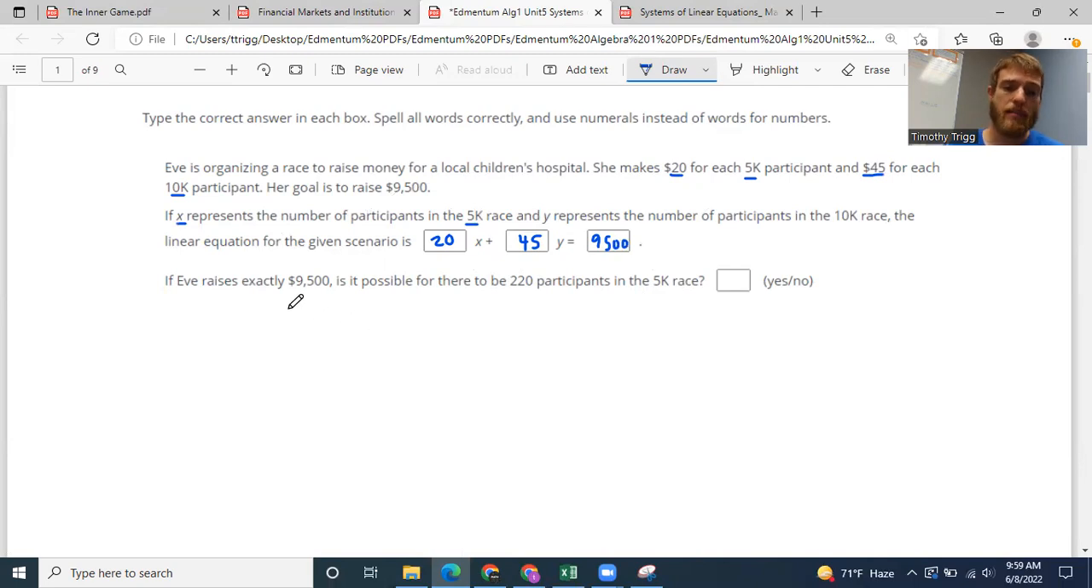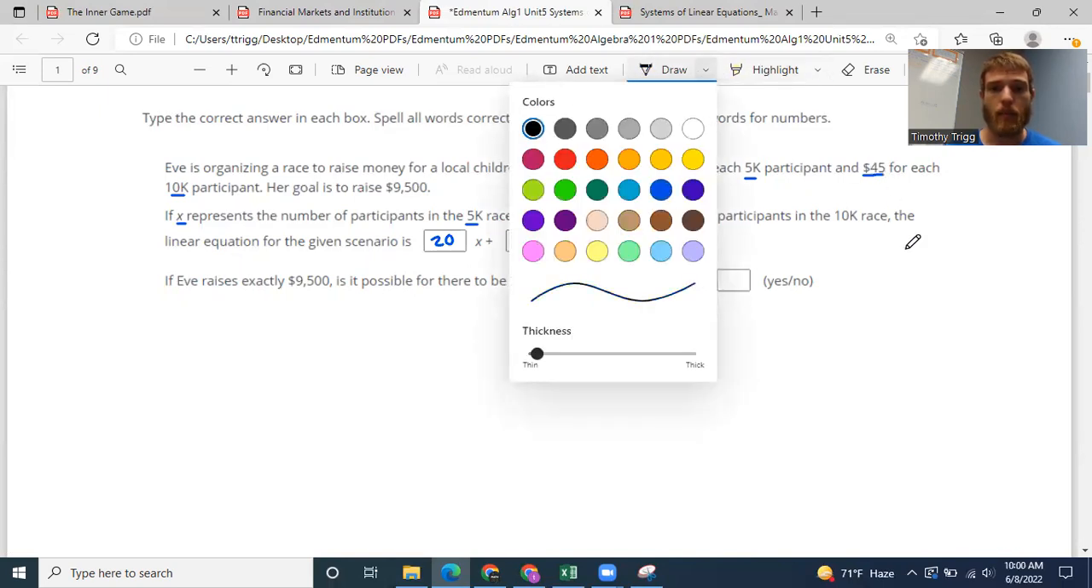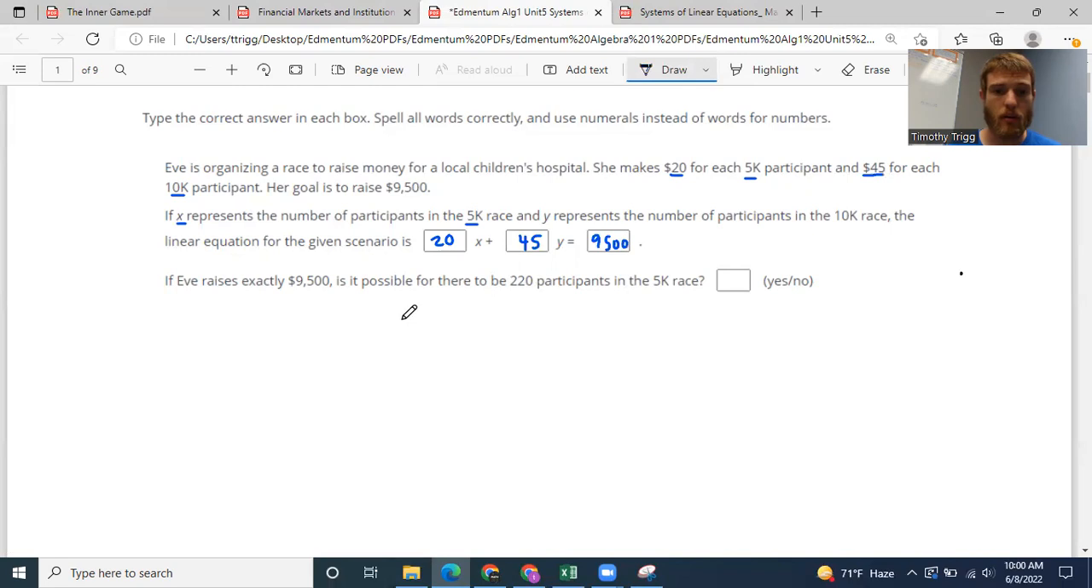If Eve raises exactly $9,500, is it possible that there were 220 participants in the 5K race? For that, we're going to look at our equation here. So our equation, 20x plus 45y equals 9,500. We're going to see if this is a viable solution.